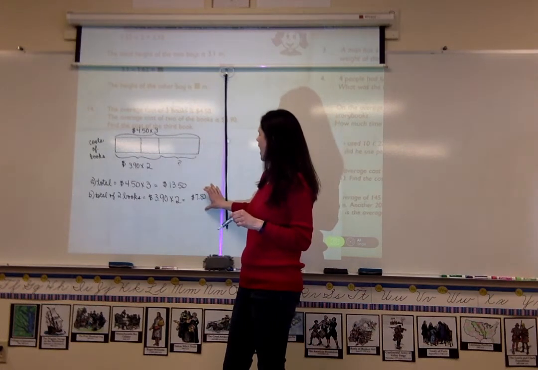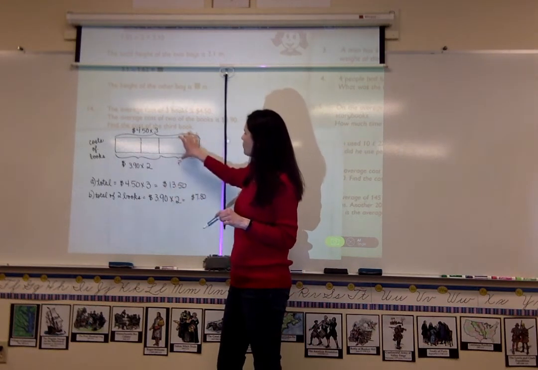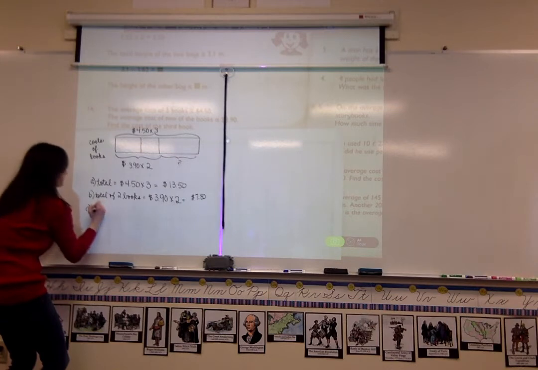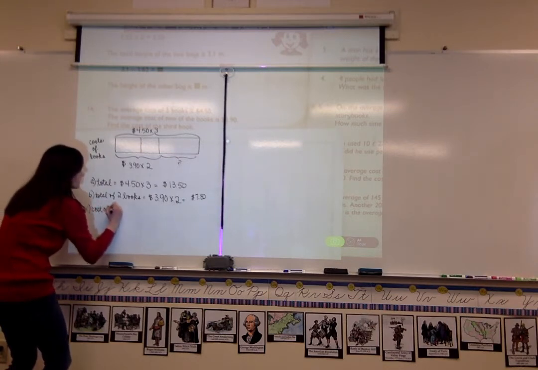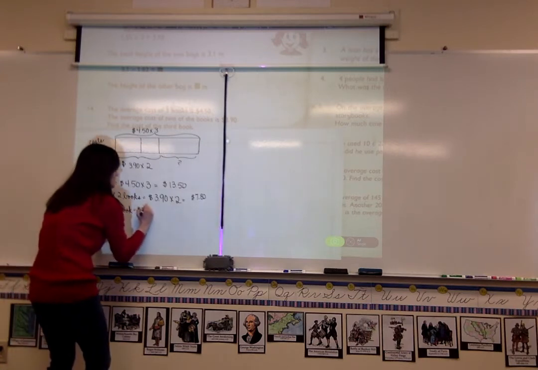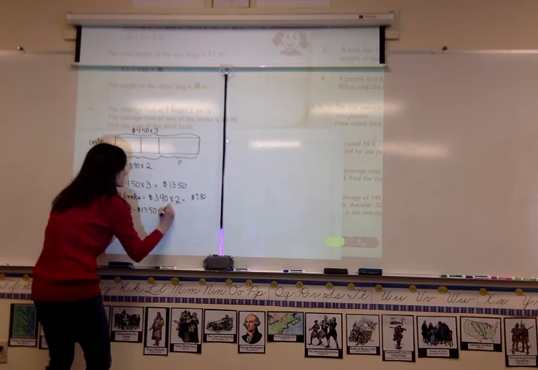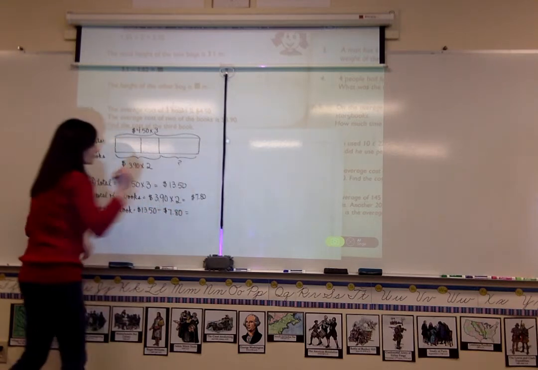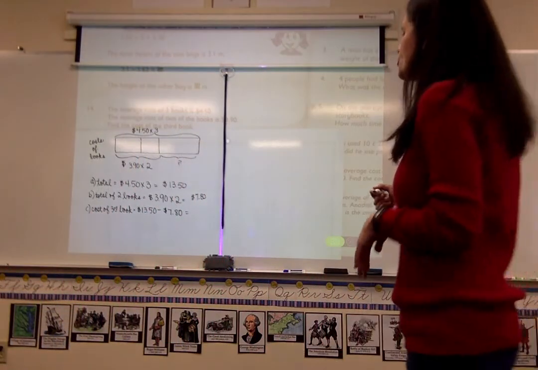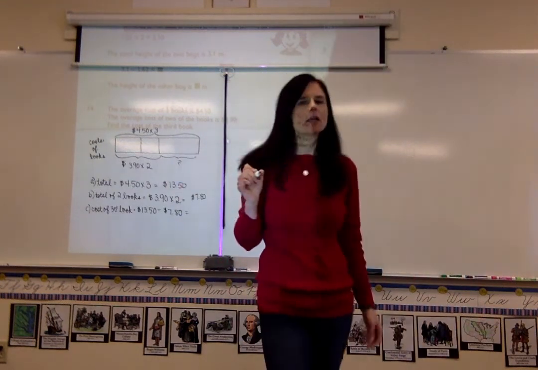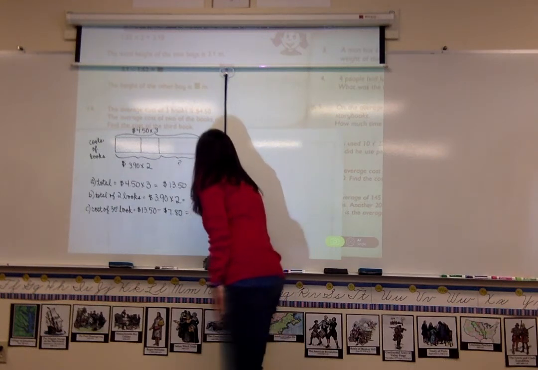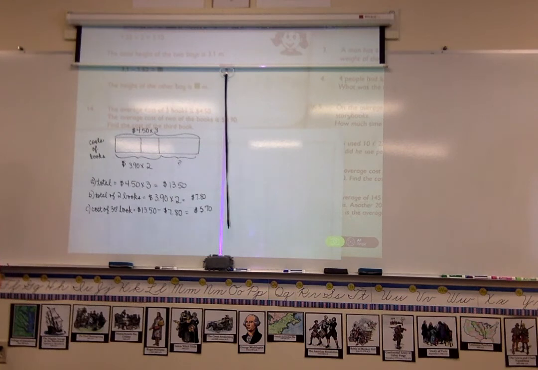So all I need to do is subtract the part from the whole to get the final part. So, the cost of the 3rd book is equal to $13.50 minus $7.80. When you perform that calculation, set your algorithm up off to the side, you should find that the 3rd book costs $5.70. It's that simple.